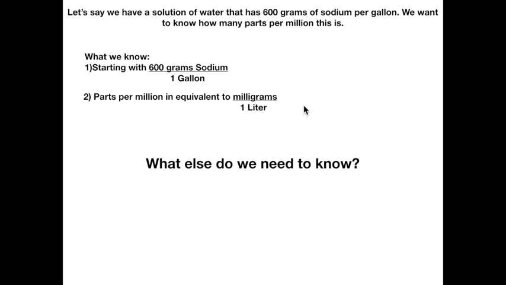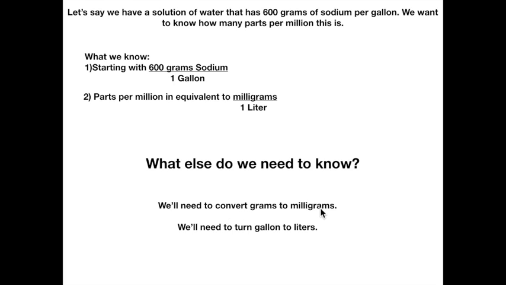So what else do we need to know in order to get to where we want to go? We want to go from 600 grams of sodium per 1 gallon, and get that to milligrams of sodium per liter. So that means there are going to be some intermediary steps. What do we need to know? We need to convert grams to milligrams, as we're dealing with mass. And then we need to convert gallons to liters. That's our volume. So, easy enough.